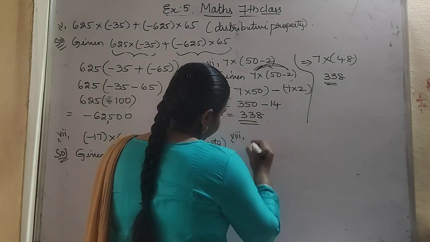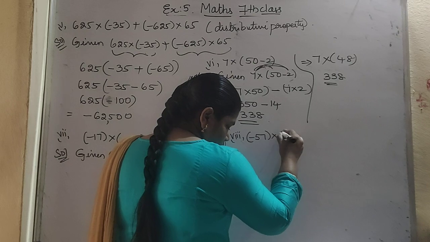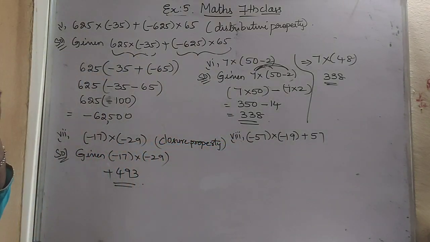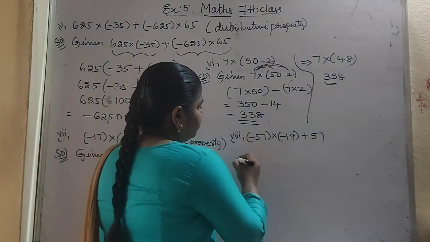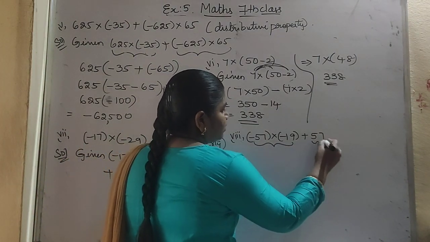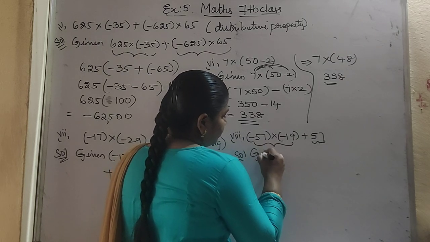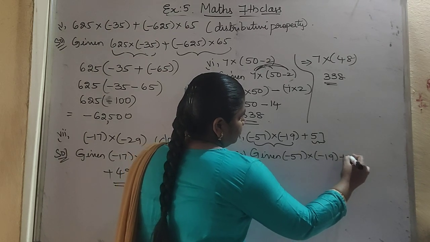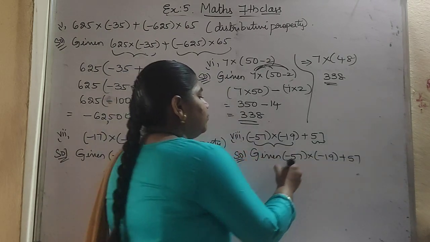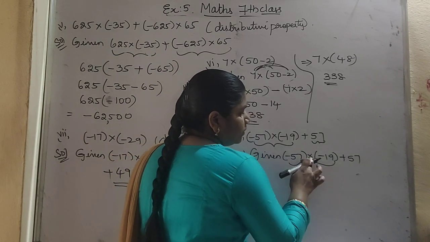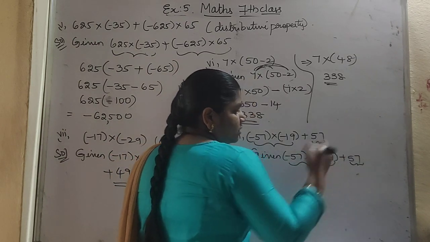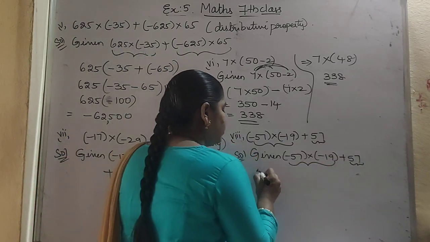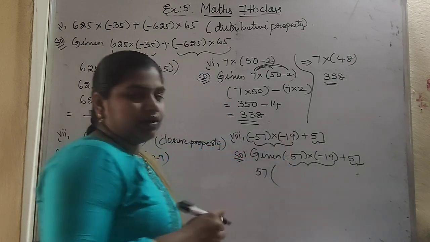What is the eighth? Minus 57 into minus 19 plus 57. Okay, so which property will we use here, we will see. Here, this is the first term and this is the second term. From here to here it is the first term because of the multiplication symbol, and this is the second term. In the first term and second term, what is the common value? The common value is 57. So I am taking that 57 outside.